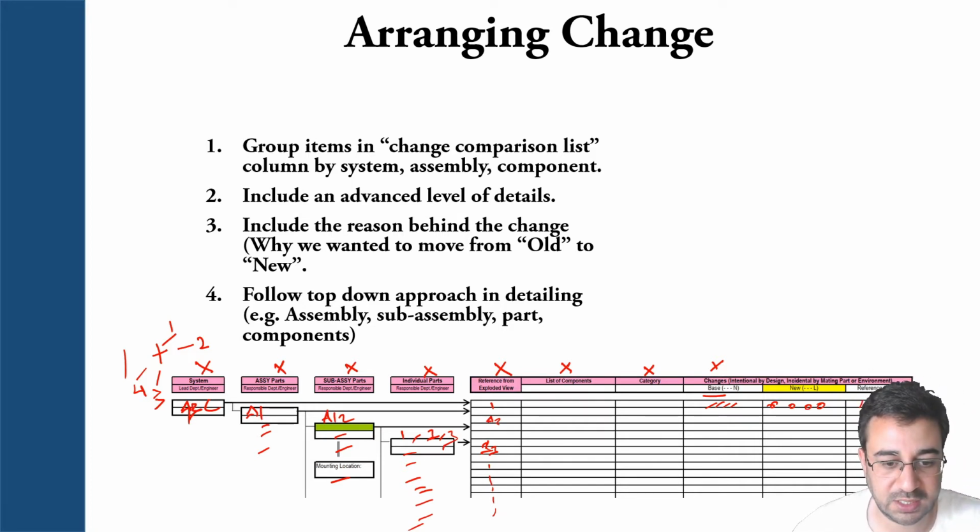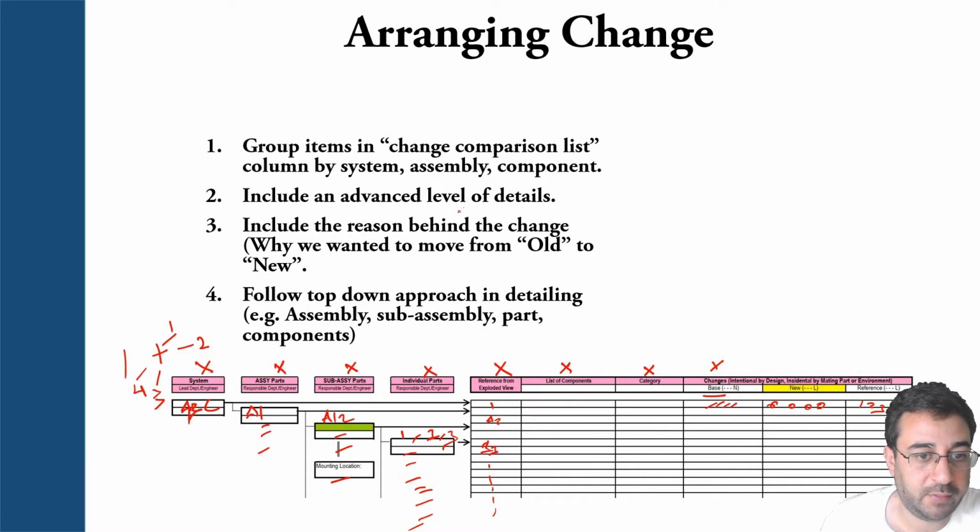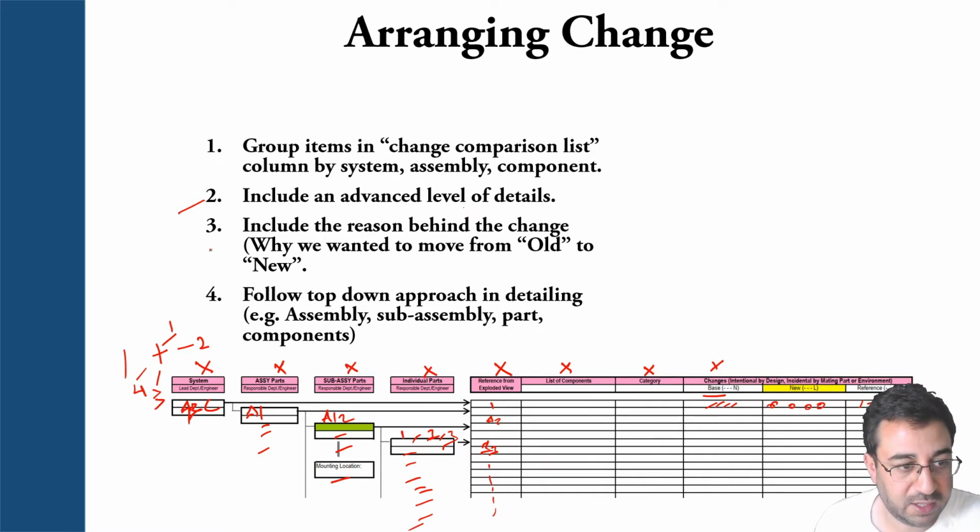Probably the worksheet is too busy to put details in a line, in a cell of an Excel sheet, let's say. So you can use a reference to detail more and tell more about why those changes happened, what the science behind it is, what the reasons behind it are, and so on. Again, we are saying details, details, details. So you include an advanced level of details in your description for the change comparison list. Any detail that could be helpful toward telling the story about the change, why it happened for that specific part or assembly, is highly recommended to include.